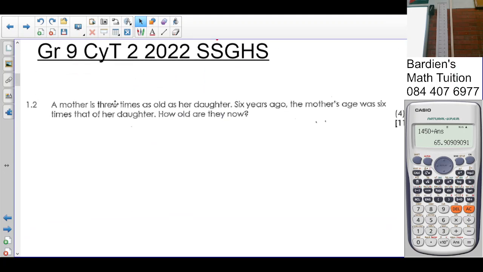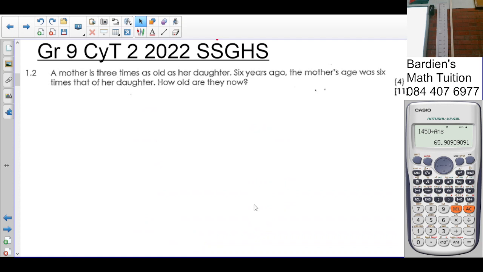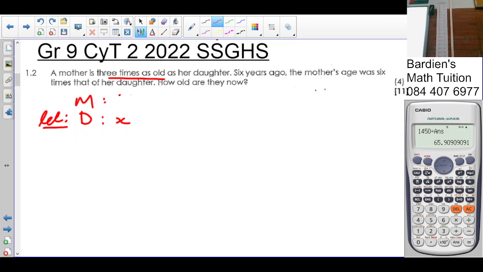The next question: a mother is 3 times as old as a daughter. So you've got a mother-daughter situation here. Who's younger? The daughter. So you let the daughter be x. Okay, let D be x. So the mother currently would be 3 times as old as the daughter. So the mother currently is 3x. That's present.